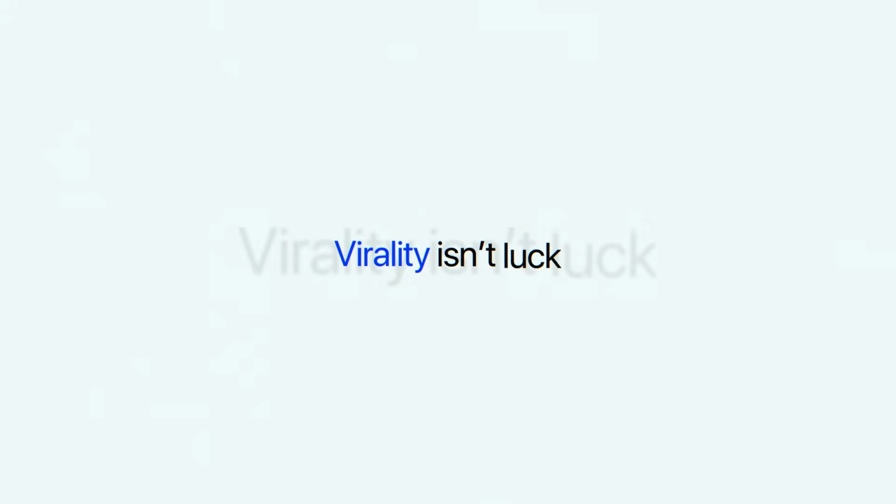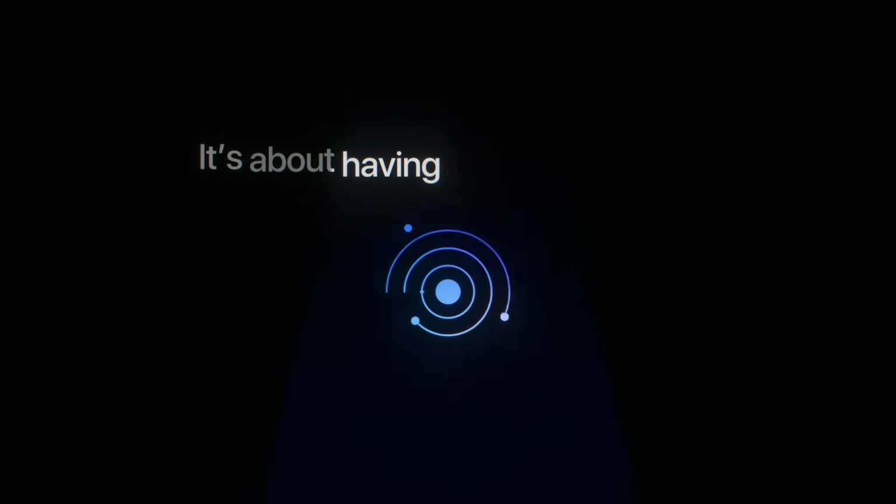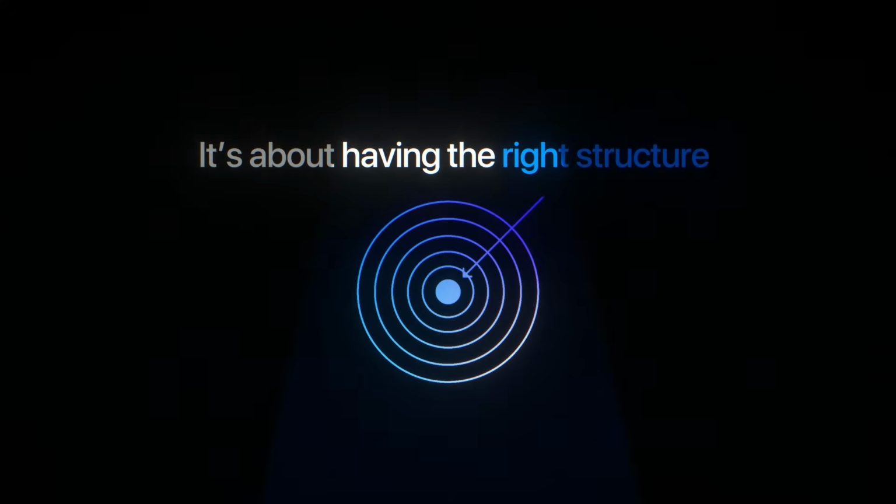But for now, let's get back into how to almost guarantee you can have your UGC videos go viral. Virality is not luck. That's the first thing. It's about having the right structure. You need to have structure to what you're doing in your UGC campaign to hit virality. Now, even with the best ideas and creators, if your hook and pacing are weak, viewers are gone in the first 3 seconds. Today's UGC videos need to be made for retention.